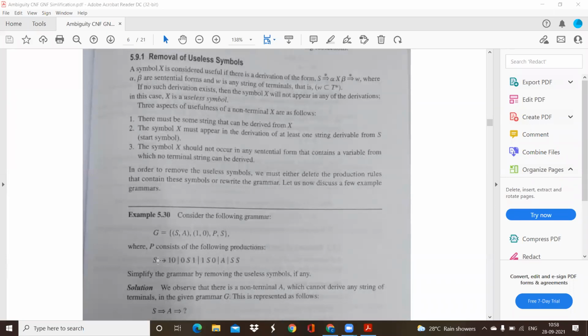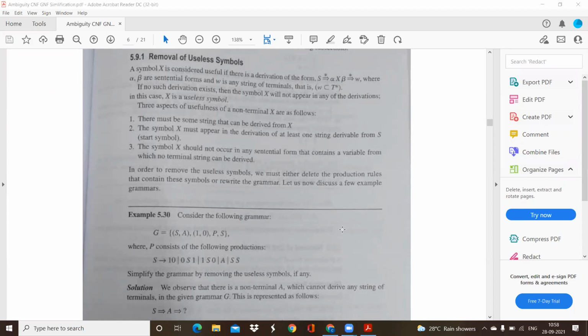But if you say S derives A, then what is the next expansion? A derives to what? There is no production rule for A. That means A does not appear on the left hand side of any production rule, and A gets expanded to something. So that expansion for A is not there in the grammar. And that is the reason this A is a useless symbol, and you should remove it from the grammar, right?